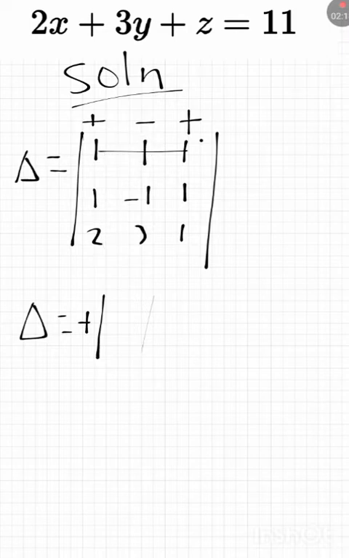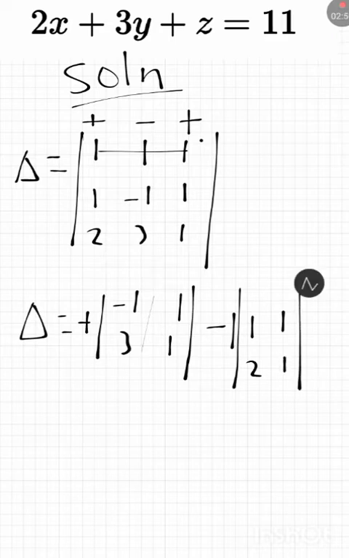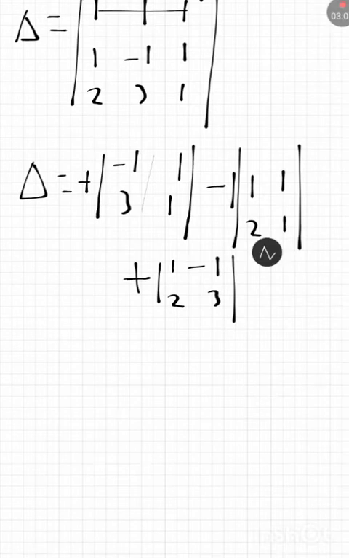So I'm left with minus 1, 1, 3, 1. Then minus, I'm picking this element now, minus 1, into, so the row will cancel and the column of that particular element will also cancel. So I'm left with 1, 1, 2, 1. Then plus 1, this row and this column will cancel. So I'm left with 1, minus 1, 2, 3. So that is that. The next thing is to find the determinant of each of them.